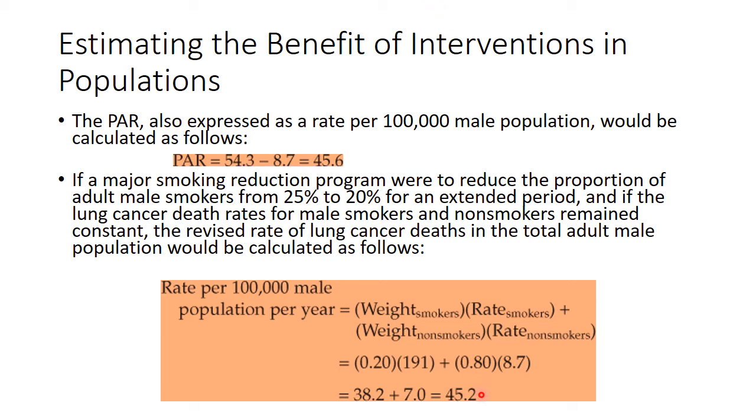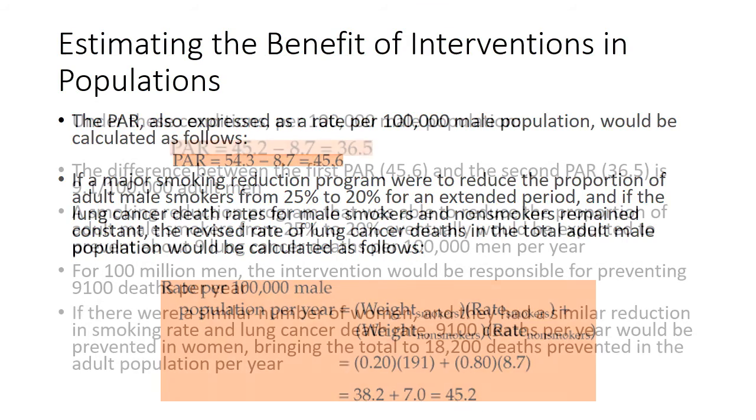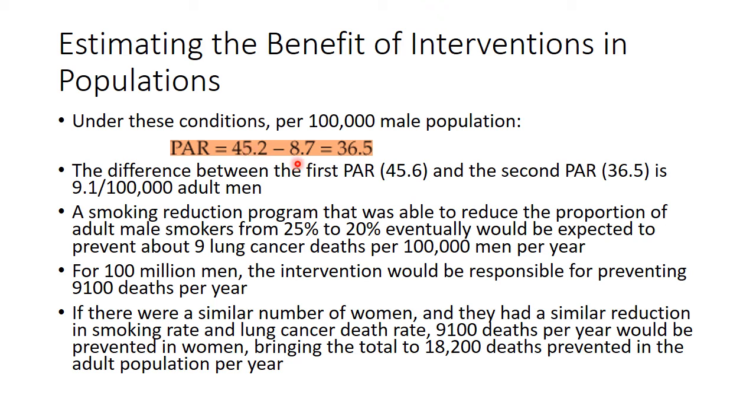And so you end up getting this rate of 45.2, and now we're going to calculate a new PAR. This new PAR will be 45.2 minus 8.7, and you end up getting this PAR of 36.5 per 100,000 due to smoking alone. So looking at this, you can see this difference in rate from the first PAR, 45.6 versus 36.5, is equal to 9.1 deaths per 100,000 adult men. That means that you're reducing the number of deaths due to cigarette smoking by 9.1 per 100,000. And so basically, you would round that down to 9 because you can't really have 0.1 of a death.